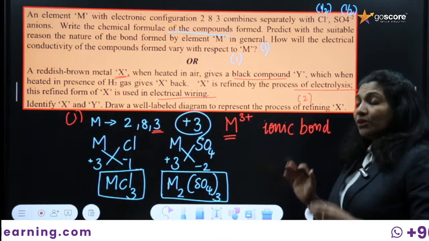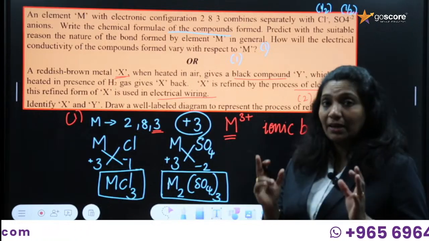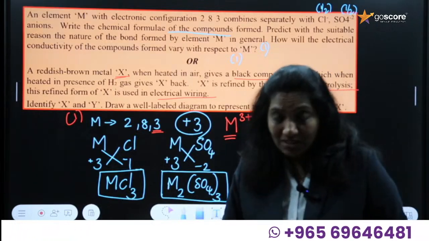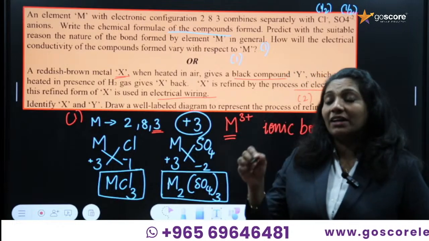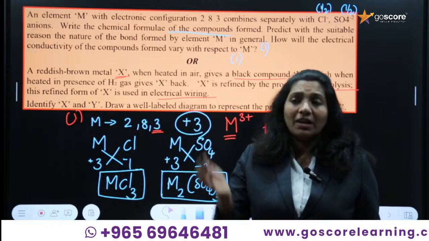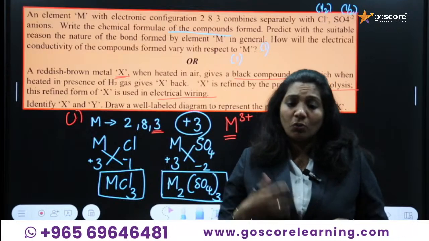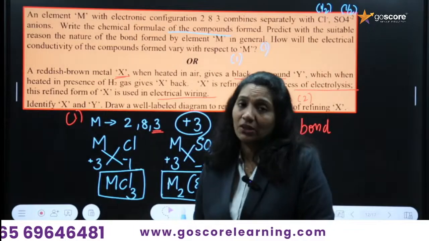Okay. So when you are writing the answers, please keep in mind how the marks will be distributed and write the answers according to the marks. Don't simply write X can be copper. Give the reason why you are predicting or why you are saying that X is copper.